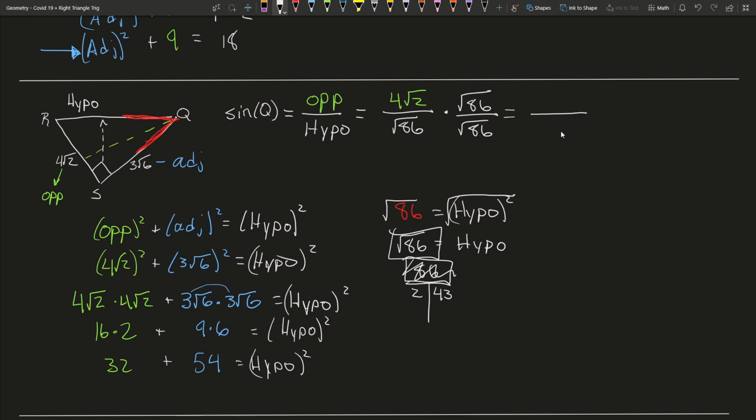And what that does is it gets us 86 in the denominator and then 4 times rad 2 times rad 86. So rad 2 times rad 86 is rad 172. And then we can simplify. And I get that this is a longer problem, but this is kind of what this is all about. All right. So if we take 172, make a factor tree.